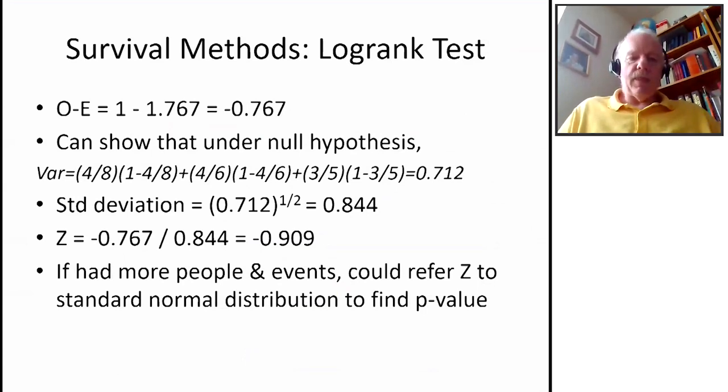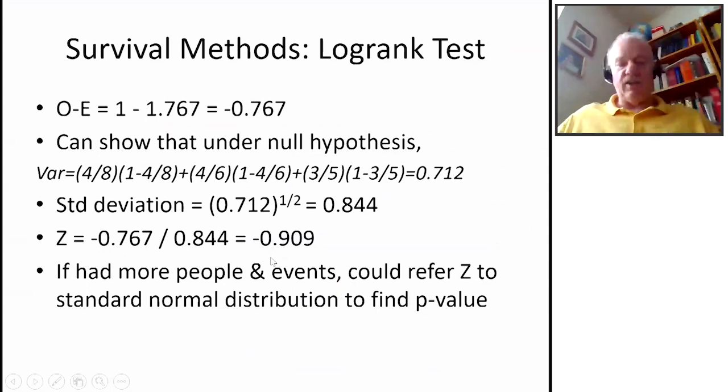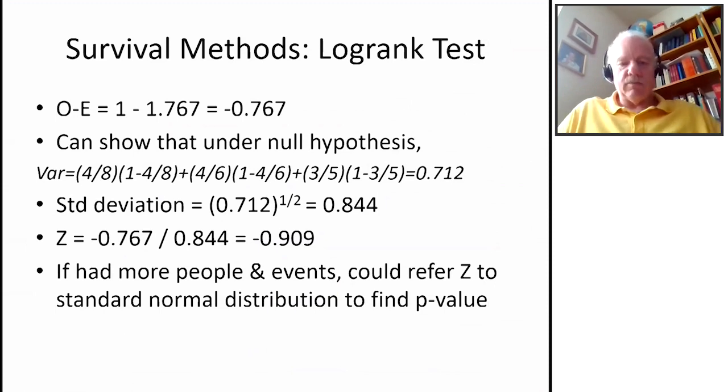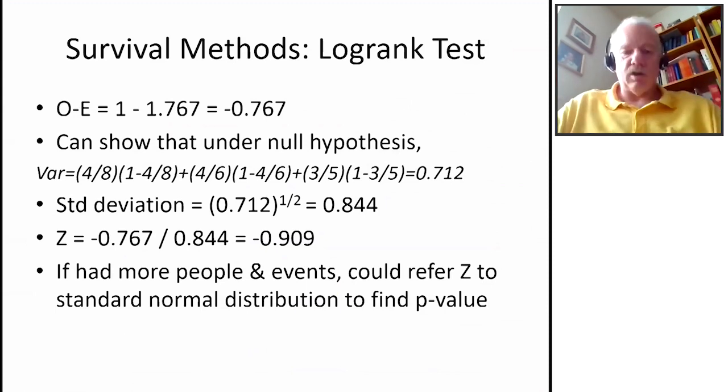Well, to figure that out, we take the O minus E, the observed number of deaths in the treatment group, minus the expected number of deaths, and then we standardize by dividing by its estimated standard deviation, and that turns it into a Z-score, which for a typical trial where we have a lot more events than this, we can use the standard normal table to figure out whether this is an unusually small Z-score or not. Now, in this trial, you really wouldn't be able to trust that.